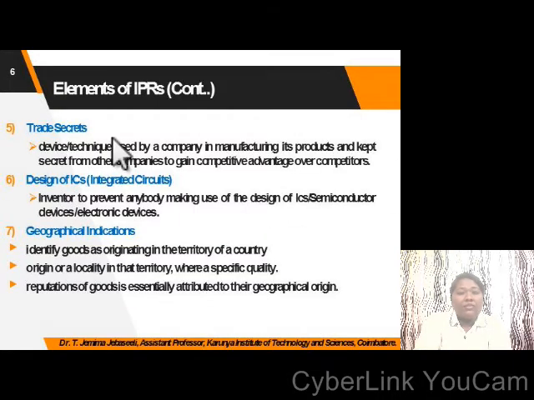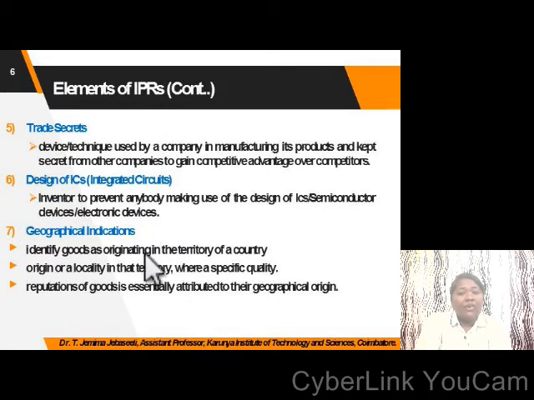And next, trade secrets: any device or technique used by a company in manufacturing a particular product that they want to hold as a secret from competitive companies, so they can go for IPR. And design of integrated circuits: different chips and ICs are manufactured and invented every year, and customized and modified. So every IC's design can be registered and can get IPRs.